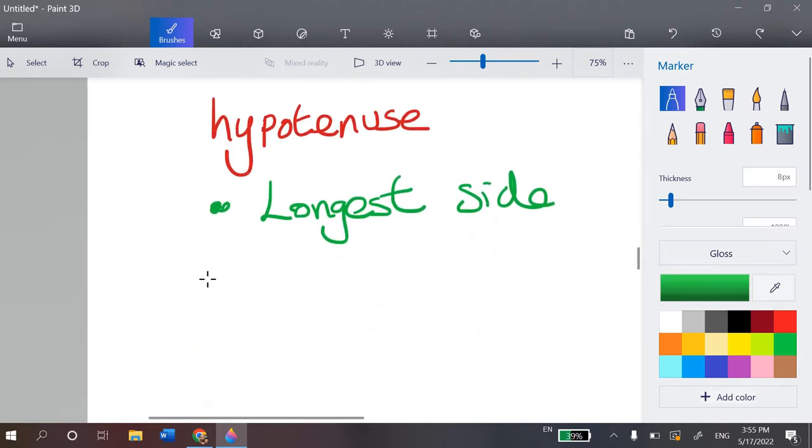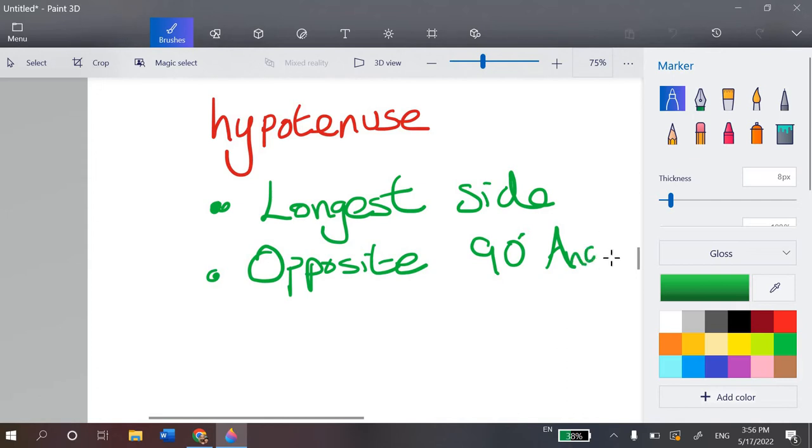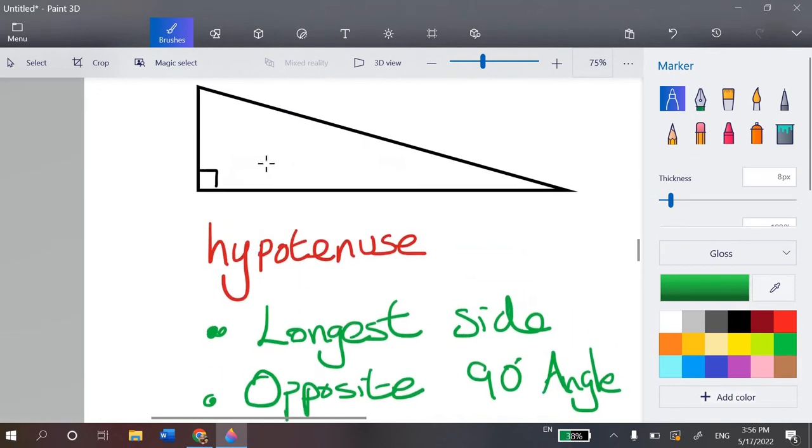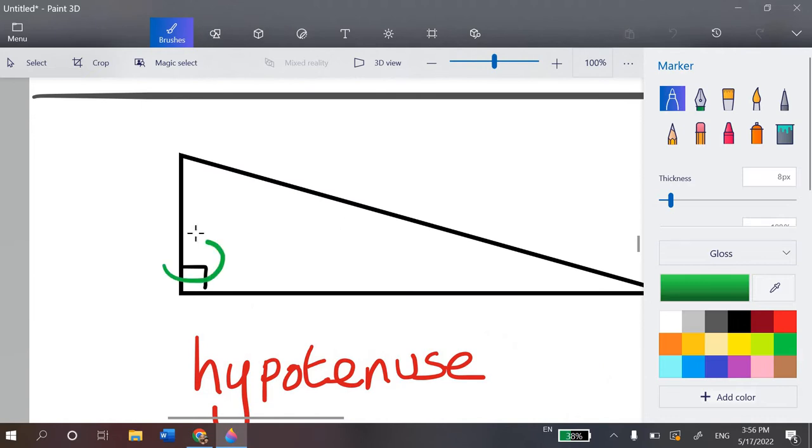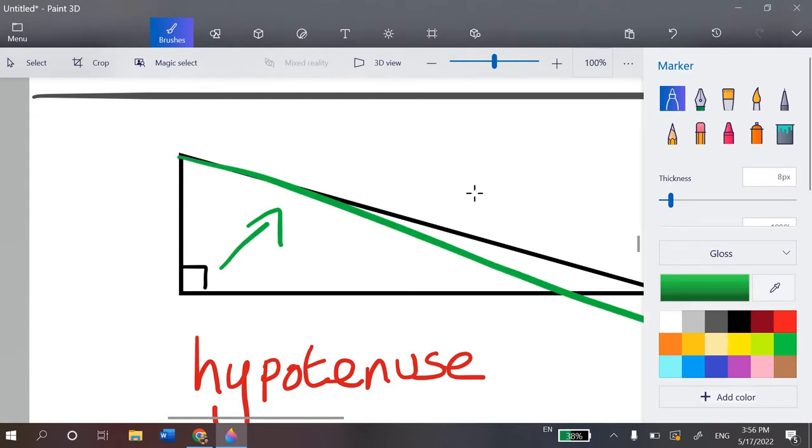There's also another way to find it. The other way to find it, it is opposite a 90-degree angle. Okay, so we'll always know which angle is the 90-degree angle, like we have here. So if we want to find the hypotenuse, we just look opposite the 90 degrees, which points us to this side. Okay, so we know that this is the hypotenuse.